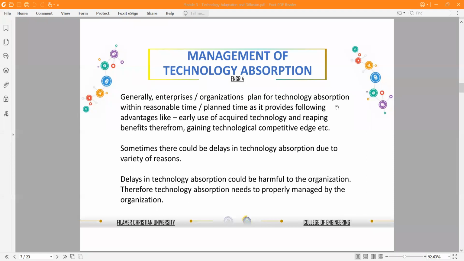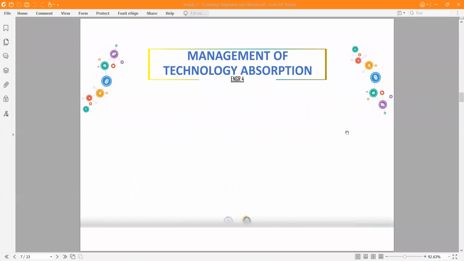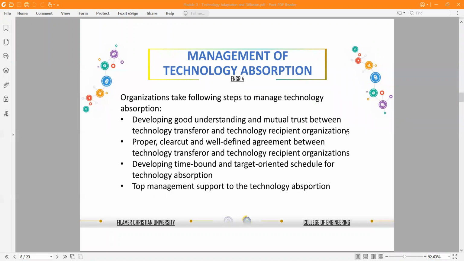Of course, you will learn that one sa inyong engineering management na subject on how to manage the organization and your employees and so on. Okay. So organizations take following steps to manage technology absorption. So this is to develop good understanding and mutual trust between technology transfer and technology recipient organization. So proper clear-cut and well-defined agreement between technology transferor and technology recipient organizations.